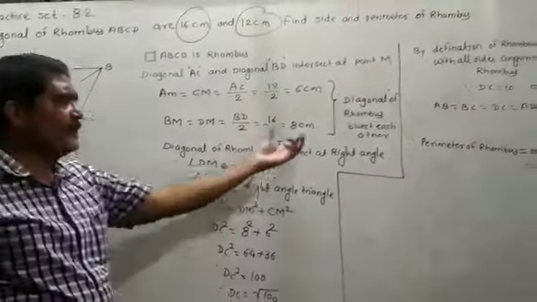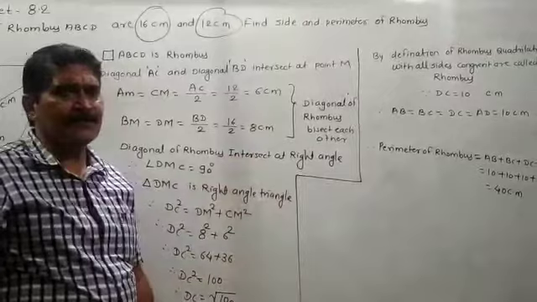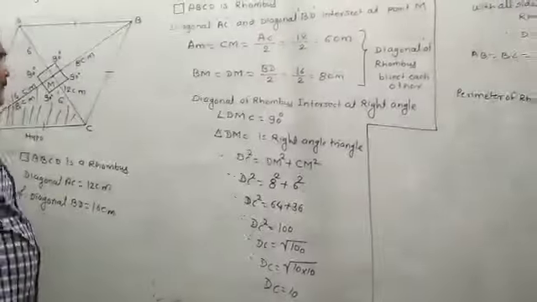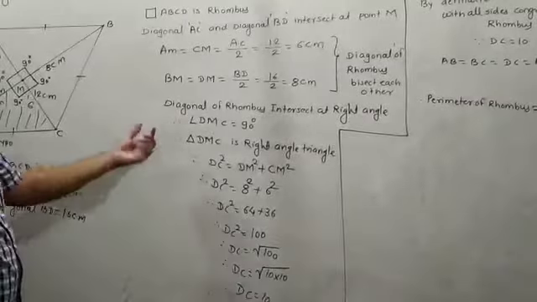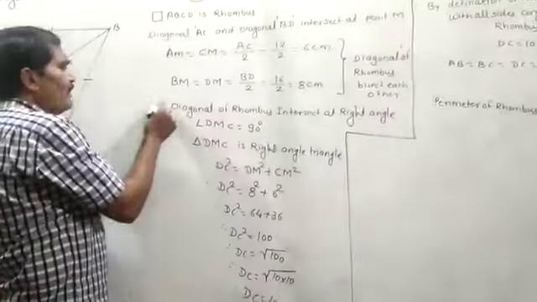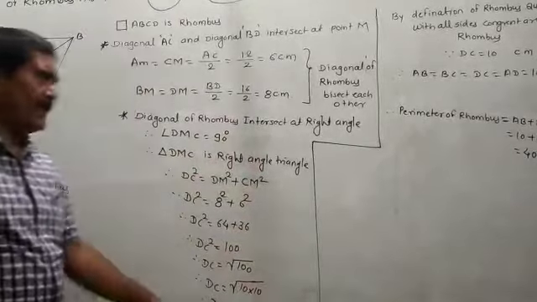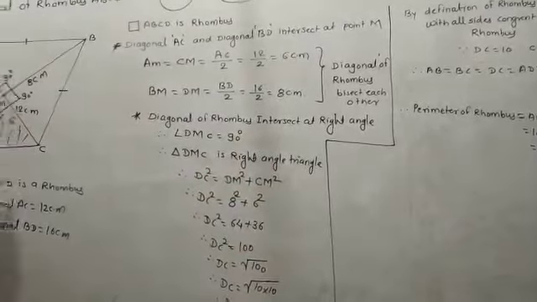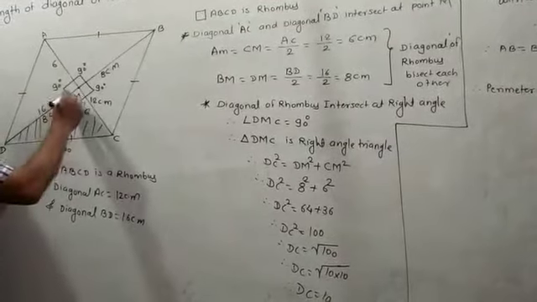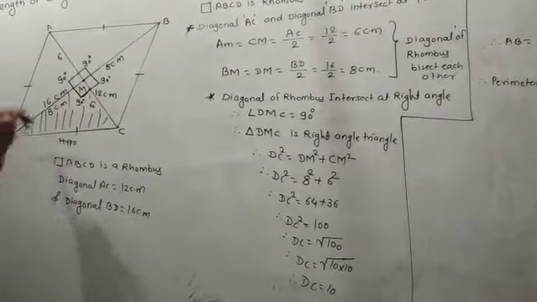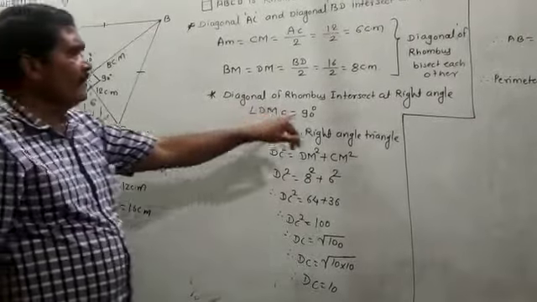And what is the property? Diagonals of the rhombus bisect each other. Once we get these sides, at that time you have to utilize another property. Which property you have to utilize? The second property is that diagonals of the rhombus intersect at right angle. If the diagonals of the rhombus intersect at right angle, at that time this angle is 90 degree. So you have to say that angle DMC is 90 degree.